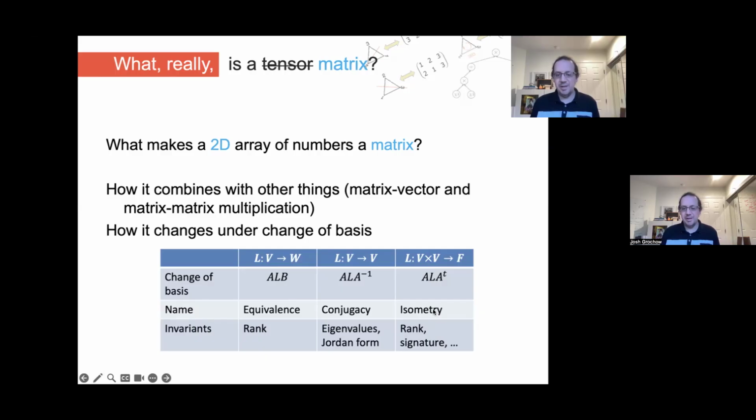And here, over any field, we have rank is an invariant. Over some fields, over algebraically closed fields, rank is a complete invariant. For example, over the real numbers, you also get signature, right? The number of ones, minus ones, and zeros on the diagonal after change of basis. And over other fields, it can get still more complicated. But these are classical notions of various notions of isomorphism of matrices: equivalence, conjugacy, and isometry.